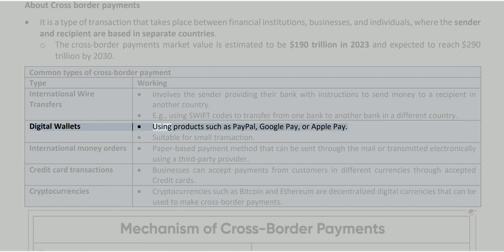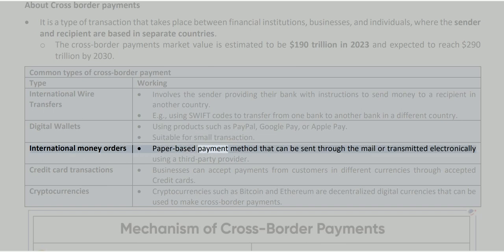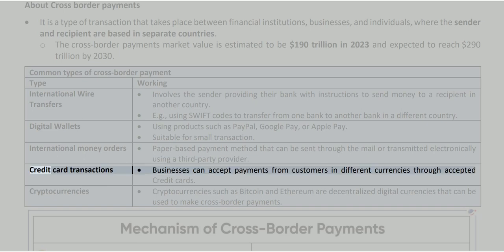Digital wallets, using products such as PayPal, Google Pay, or Apple Pay, suitable for small transactions. International money orders, a paper-based payment method that can be sent through the mail or transmitted electronically using a third-party provider. Credit card transactions, where businesses can accept payments from customers in different currencies through accepted credit cards.